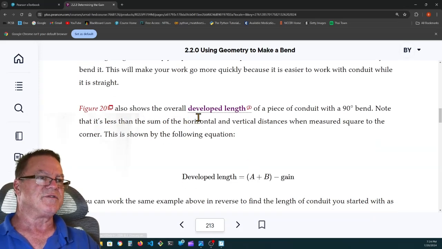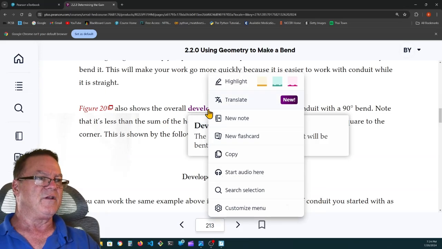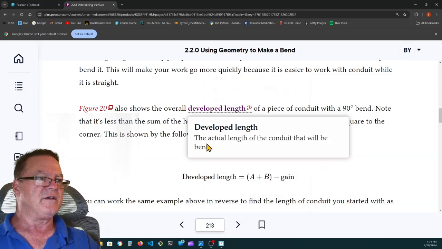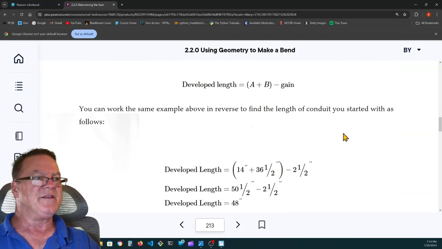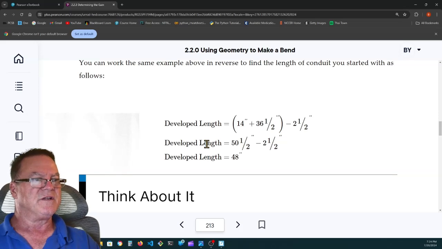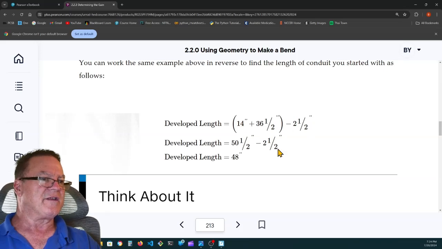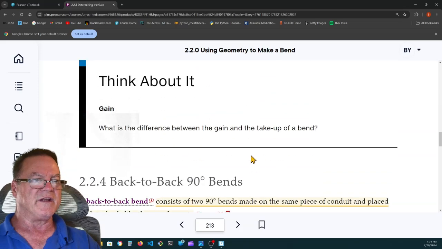Figure 20 also shows the developed length of a piece of conduit. The developed length is the actual length of the conduit that will be bent. It's the amount of the pipe that you use in the bend. So developed length equals A plus B minus the gain. You can work the same example above in reverse to find the length of the conduit you started with. So if you knew the gain, you could take these two and add them together and then subtract the gain, and you'd know that you had a piece that was 48 inches long when you started.